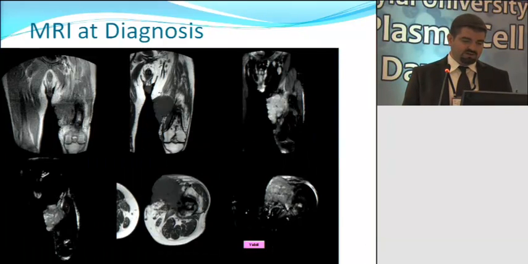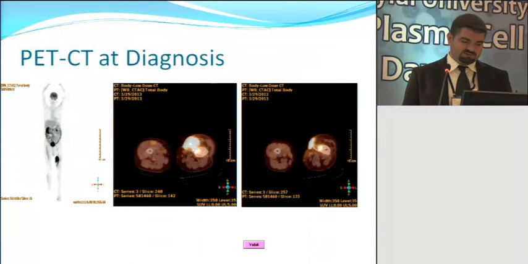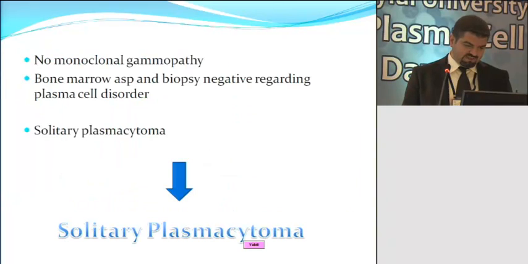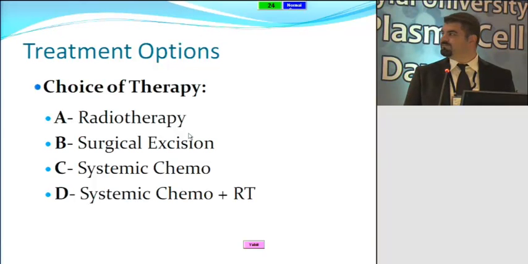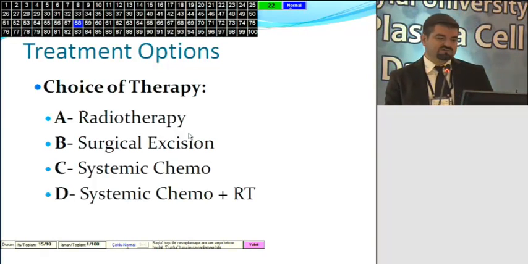And this is the MRI at the diagnosis, MRI imaging of the plasmacytoma, huge plasmacytoma. And then this is the PET-CT at the diagnosis. It's expanding from the bone to the skin. No monoclonal gammopathy, bone marrow aspiration and biopsy negative regarding plasma cell disorder, and he was diagnosed with solitary plasmacytoma. And now, what is your choice of therapy? Radiotherapy, surgical excision, systemic chemo, and radiotherapy. Please vote now, considering this lesion.